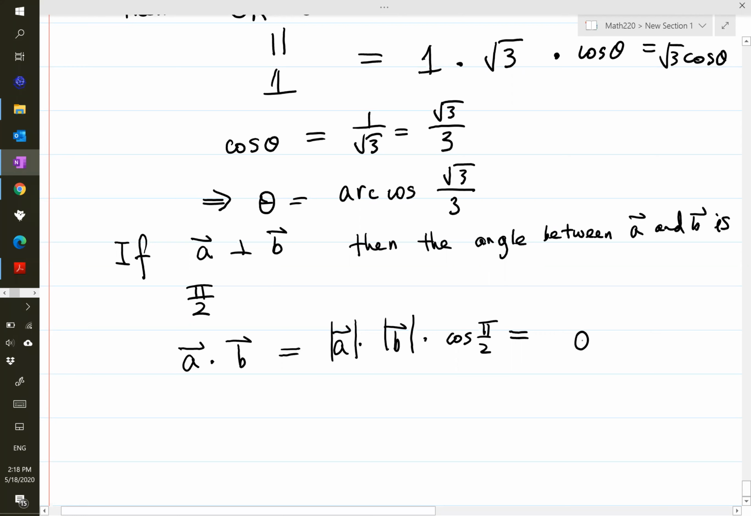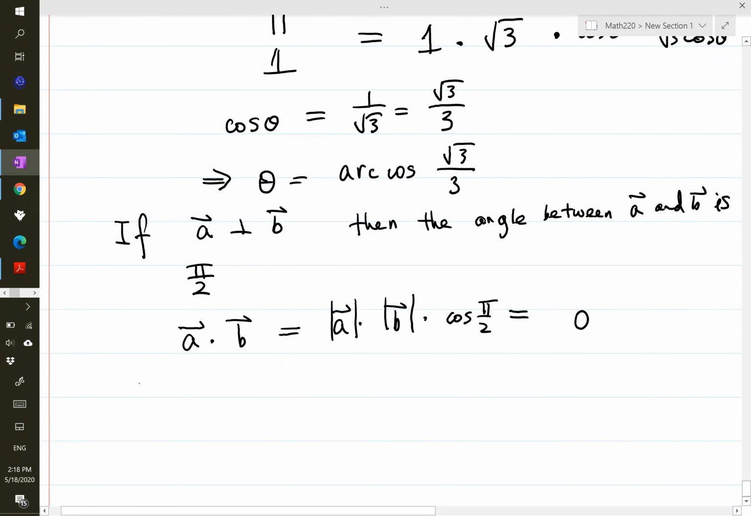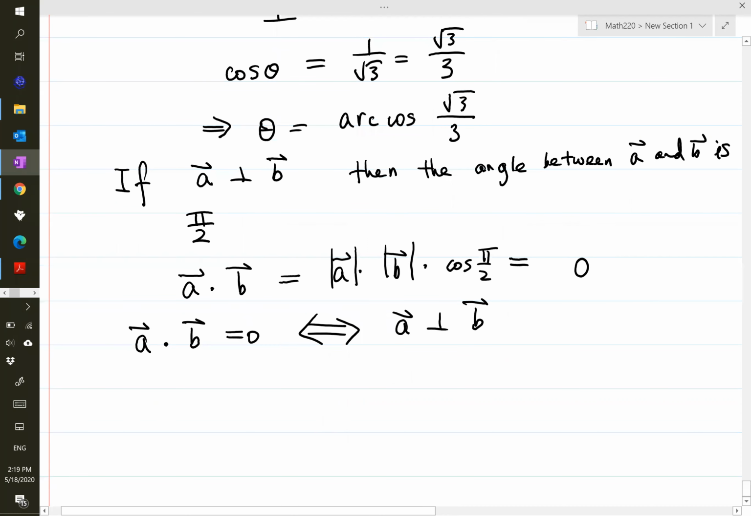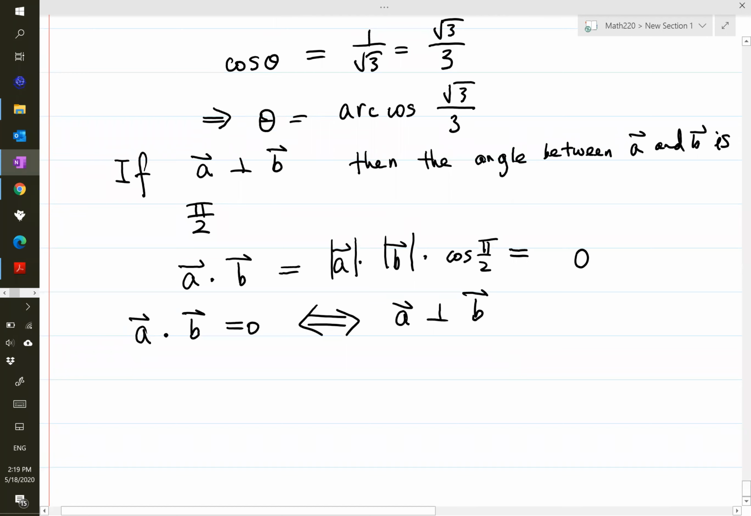Whatever the norms of A and B are, cosine pi over 2 is 0. So we know these are equivalent: A dot B equals 0 is equivalent to A being perpendicular to B. So we have a way to determine whether two vectors are perpendicular or not. We can determine it by taking their inner product, or dot product. We can use the dot product to determine whether two vectors are perpendicular.